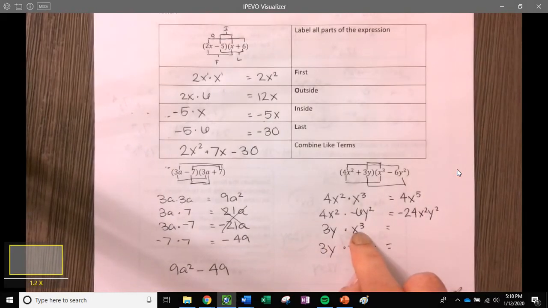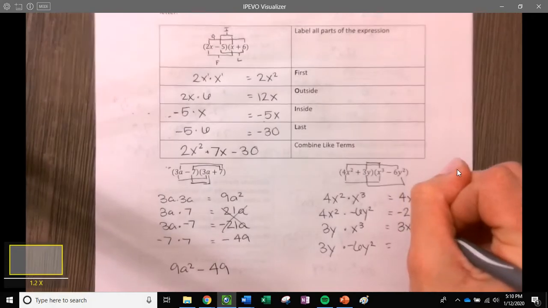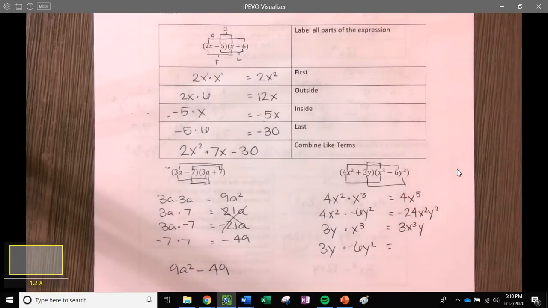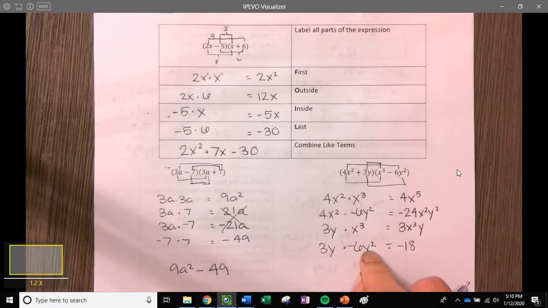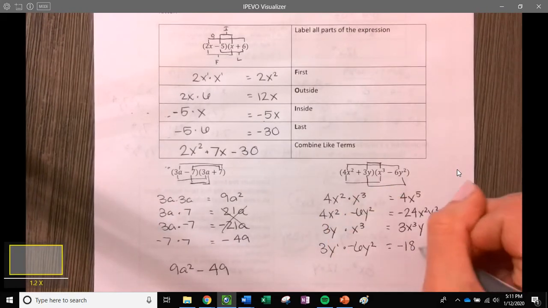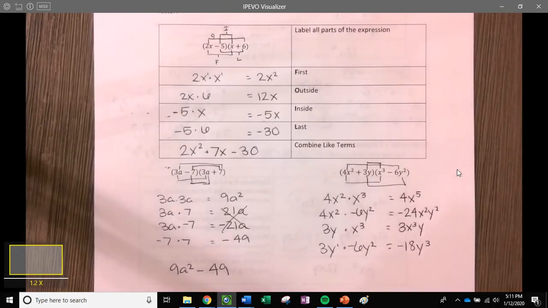3y times x cubed. When I multiply these things together, I want to put the variables in descending order within the term. So instead of calling this 3yx cubed, I'm going to say 3x cubed y. And I can do that because multiplication is commutative. It doesn't matter what order the terms are in. Okay, and then last but not least, 3y times negative 6y squared. 3 times negative 6 gives me negative 18. y times y squared is the same thing as 1 plus 2, and that's going to give me y cubed.